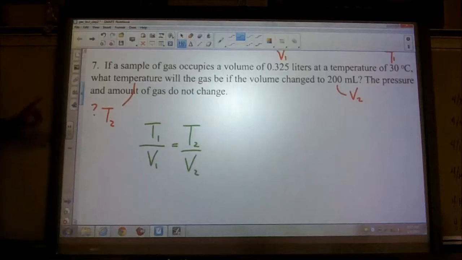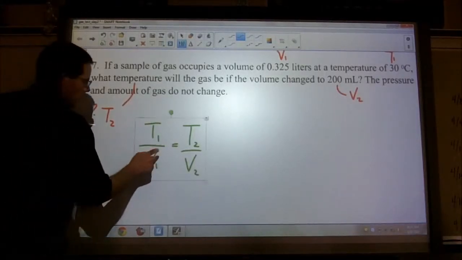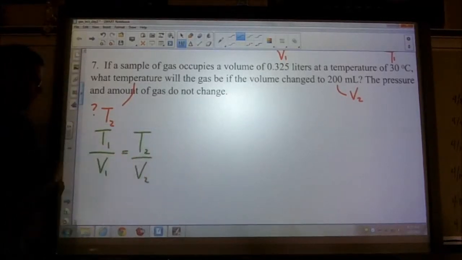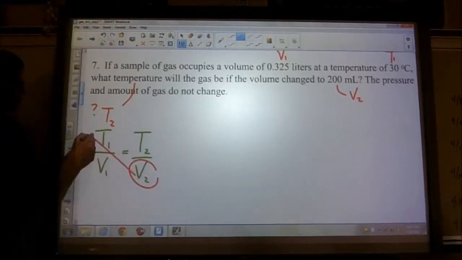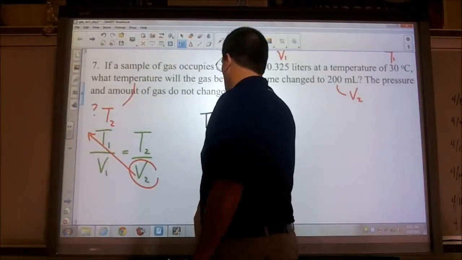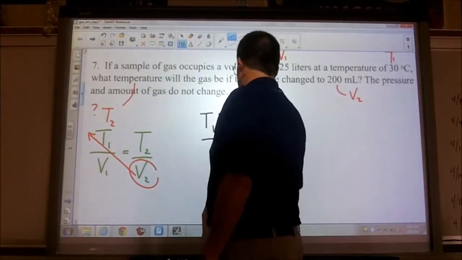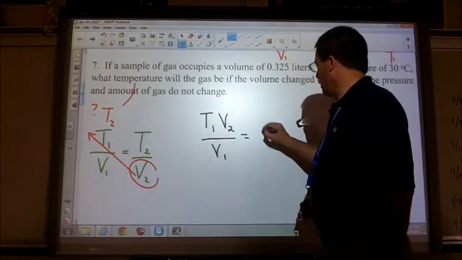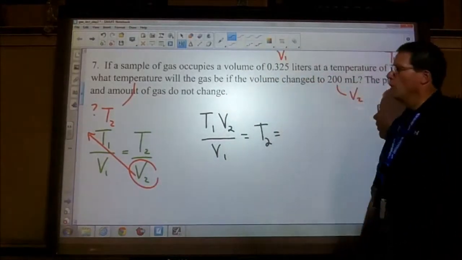Okay, so we will use this equation versus the other one because we're looking for T2. So what we want to do is multiply V2 on both sides. So now my equation looks like this, where we have T1 V2 divided by V1 is equal to T2. What do we need to do?